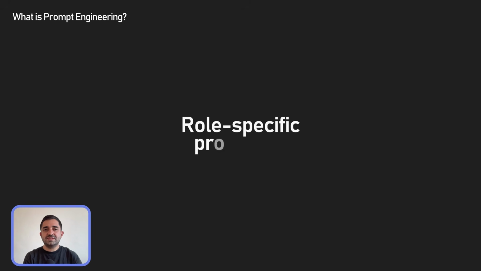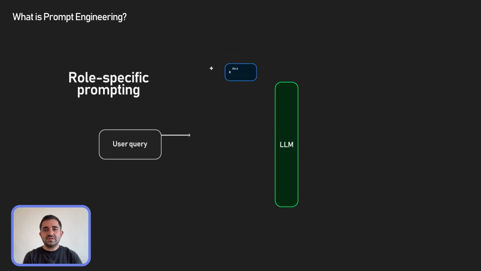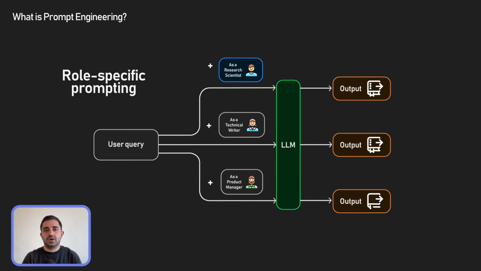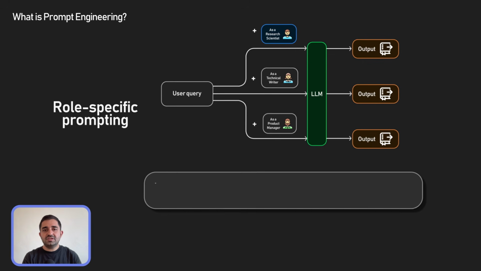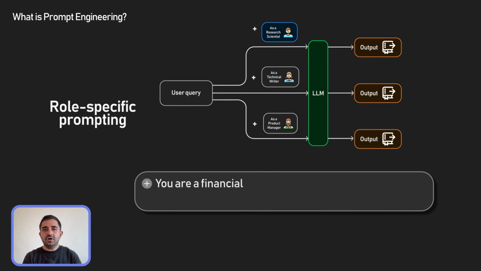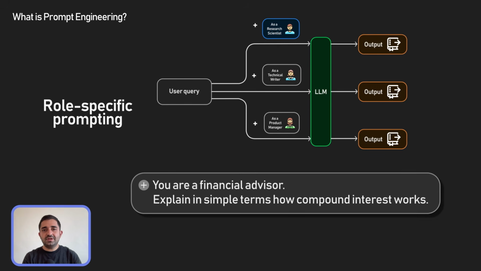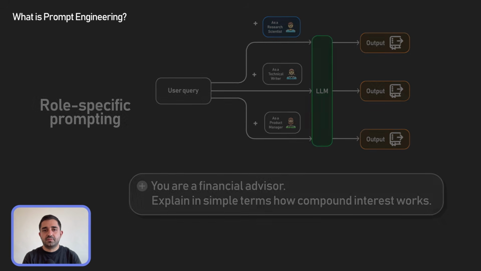4. Role-specific prompting. In role-specific prompting, we instruct the model to take on a specific role or persona. For example, we can instruct the model by saying, "You are a financial advisor." This helps the LLM generate more accurate and context-appropriate responses.